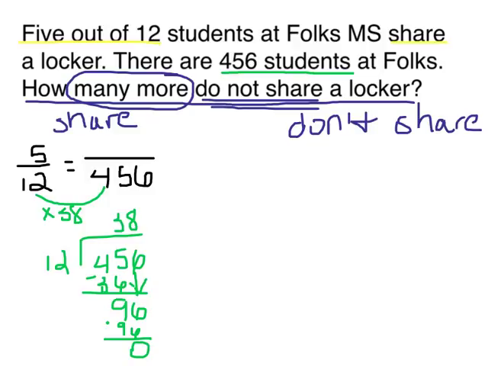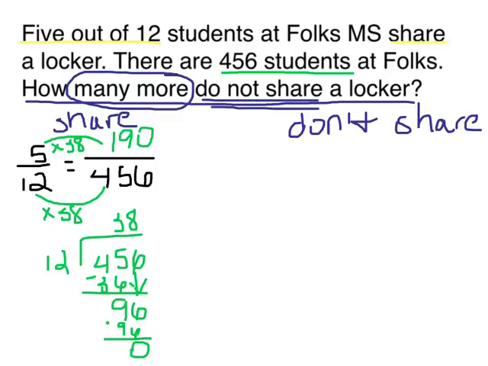In order to find that equivalent fraction, I would have to do the same thing to the numerator. 5 times 38 is 190. So 190 students share a locker.